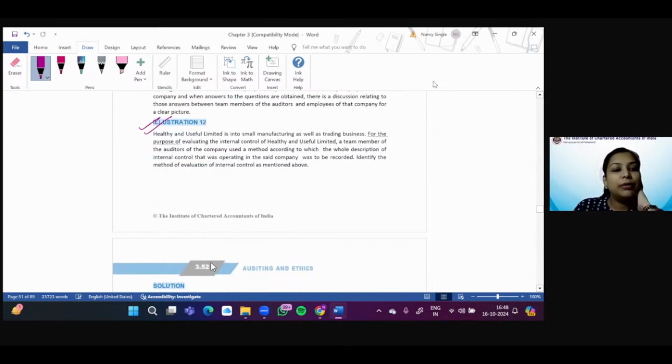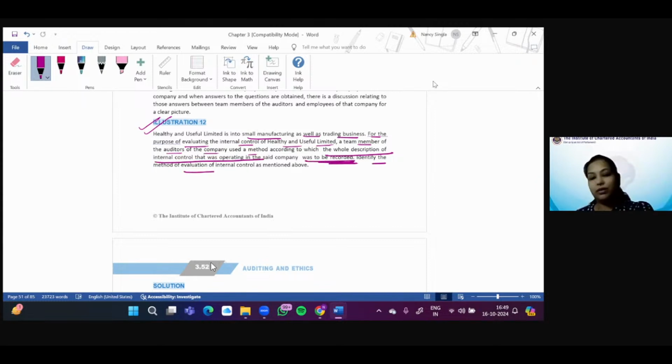Healthy and Useful Limited is into small manufacturing as well as trading business. For the purpose of evaluating the internal control of Healthy and Useful Limited, a team member of the auditor of the company used a method according to which the whole description of internal control that was operated in the company was to be recorded. Identify the method of evaluation of internal control.